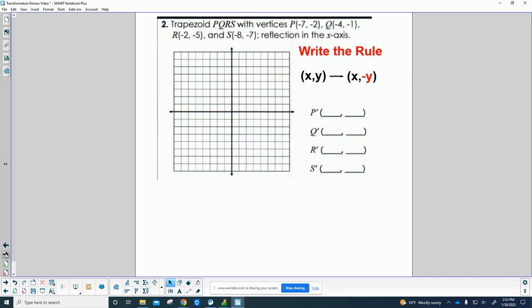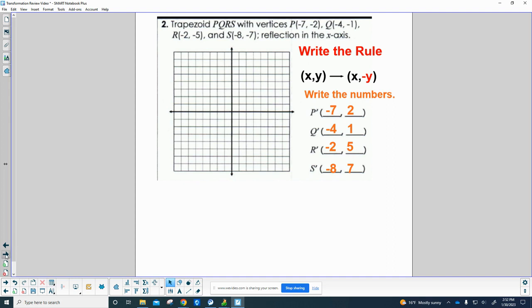Next, we have a trapezoid, and we're going to reflect it across the x-axis. So the rule for reflecting across the x-axis is that x stays the same, y becomes its opposite. So using these first four coordinates that we had up here and following this rule, our four new coordinates will be negative 7 and 2, negative 4 and 1, negative 2 and 5, and negative 8 and 7.